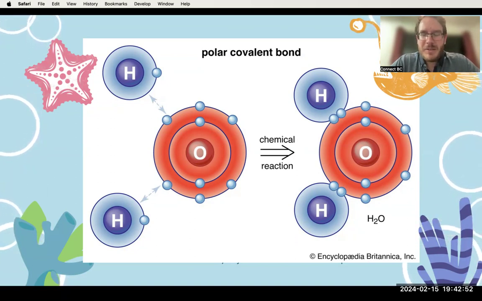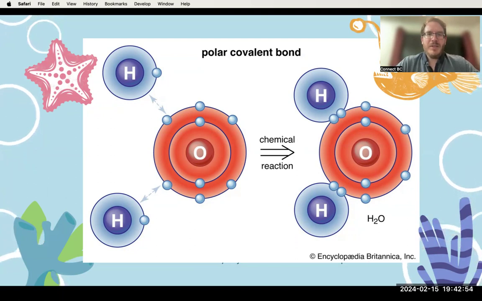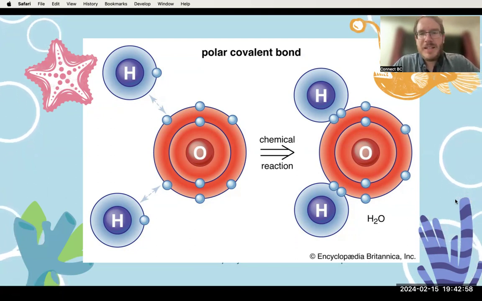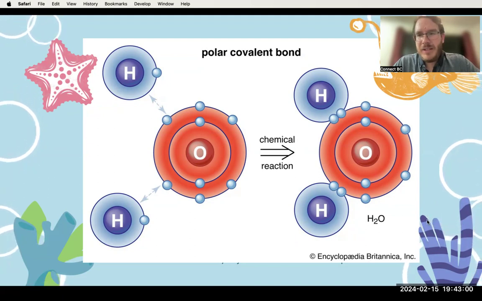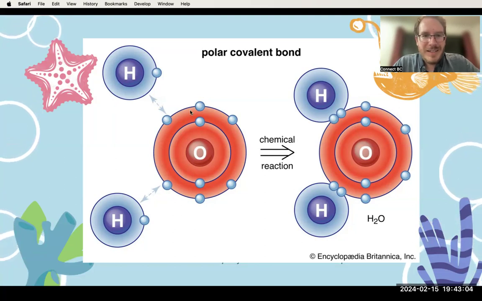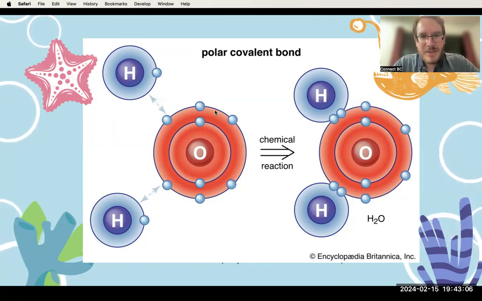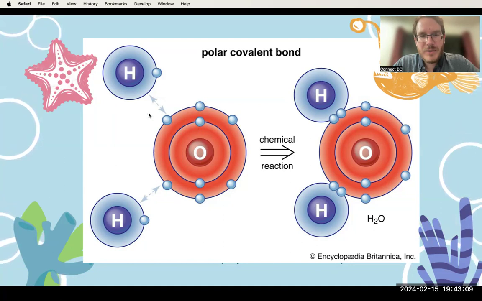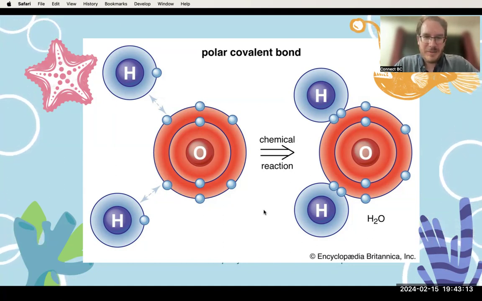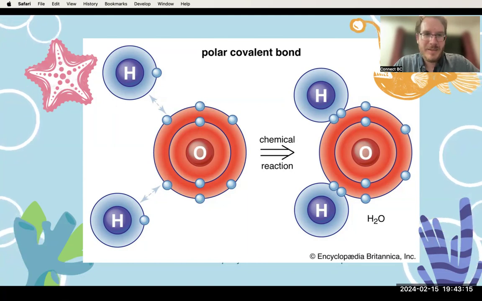So I've got the big red oxygen atom in the middle, and we've got the two little blue hydrogen atoms over here. And they come together to form this H2O on the right-hand side, which we know and love. And so oxygen in this large outer ring, you can see it's got 6 little circles on it. They're electrons. And oxygen dearly wants to have 8 electrons on that outer ring. It's unhappy when it has 6.